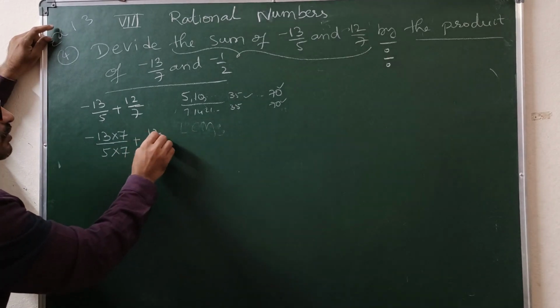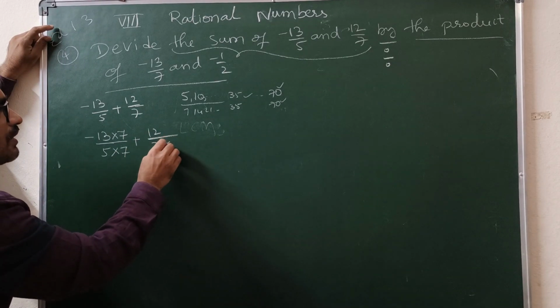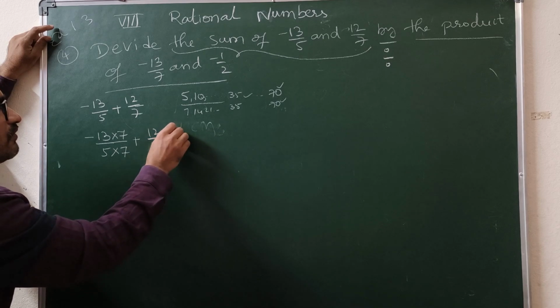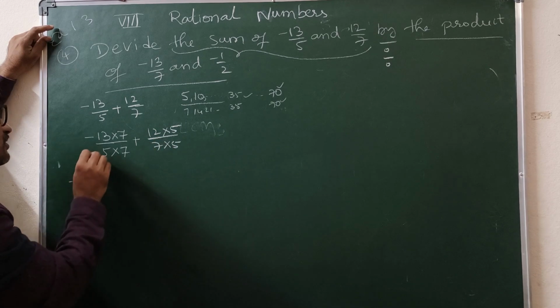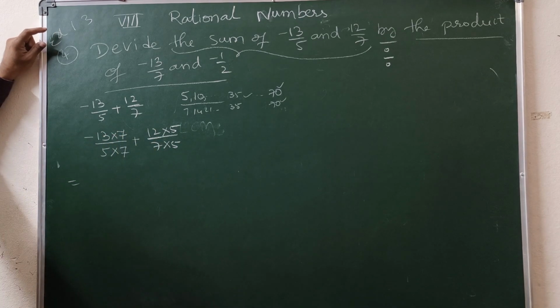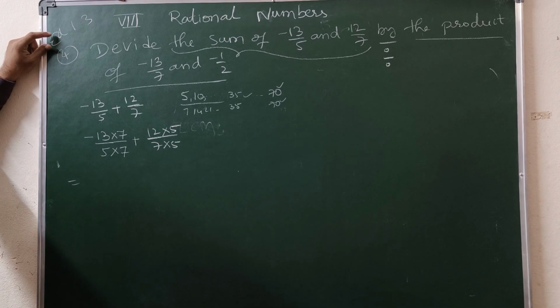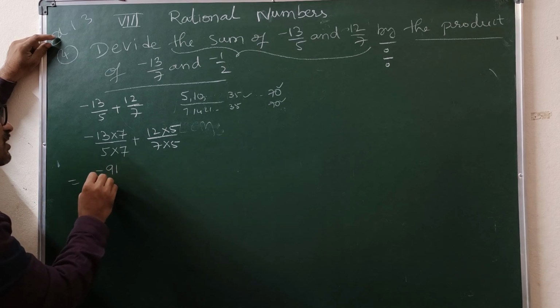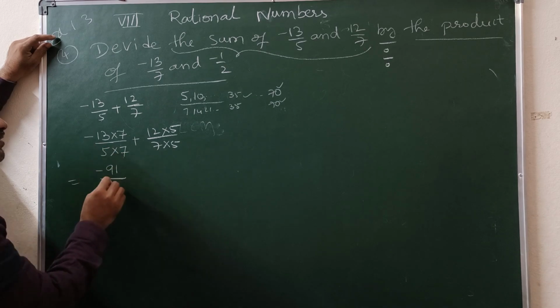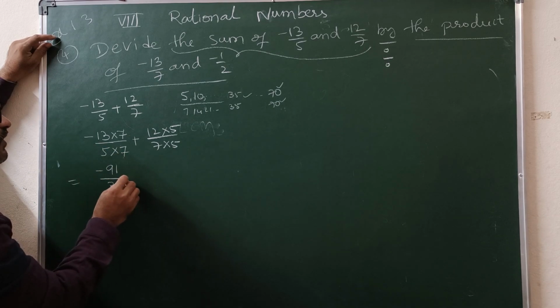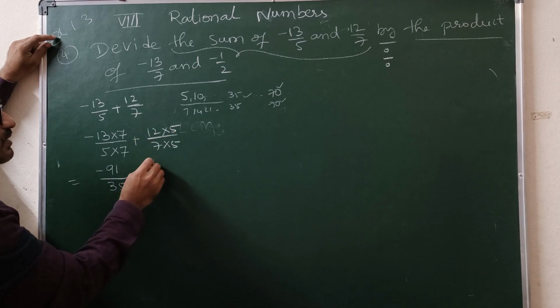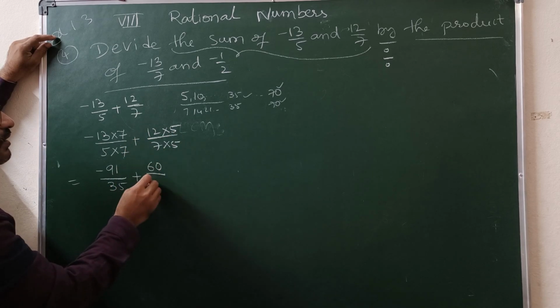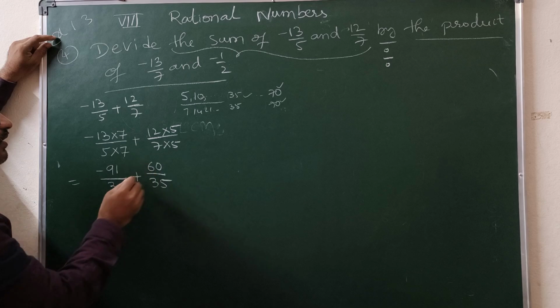Plus 12 by 7. Here you have to multiply numerator and denominator by 5, so that the value won't change. Minus 13 sevenths. 13 5s are 65, 13 6s are 78, 13 7s are 91, I think, right? Minus 91 by 5 7s 35 plus 12 5s 60 by 7 5s 35.